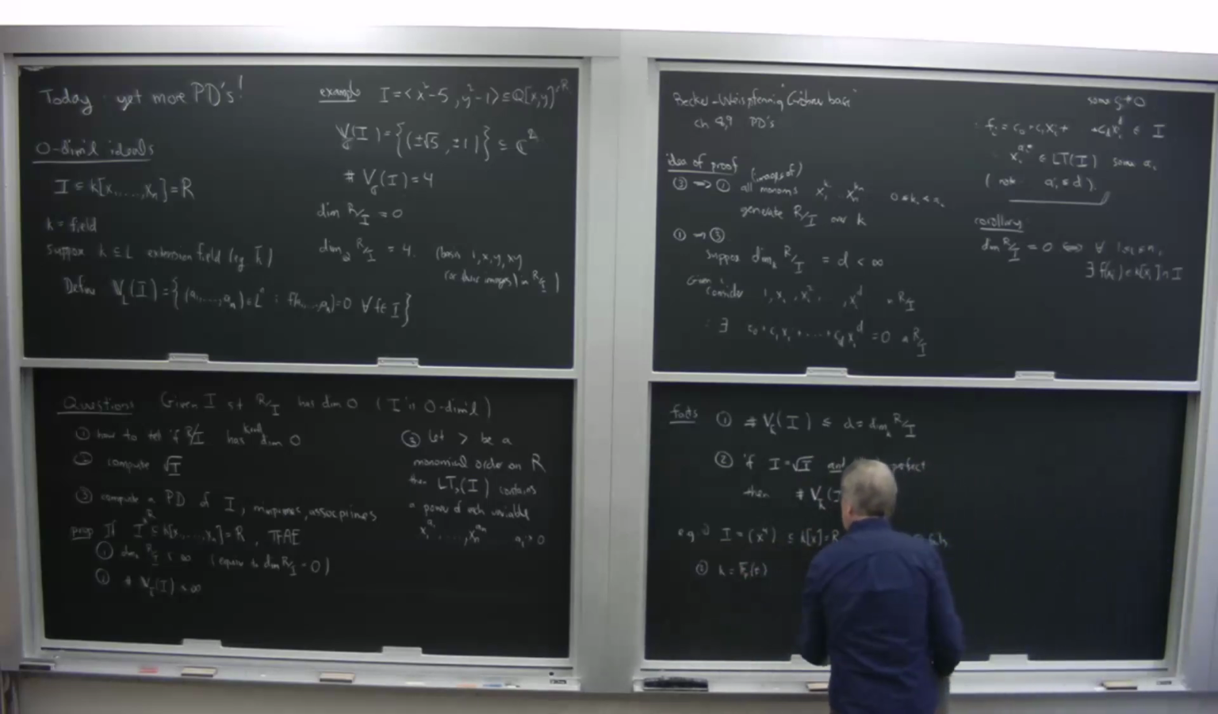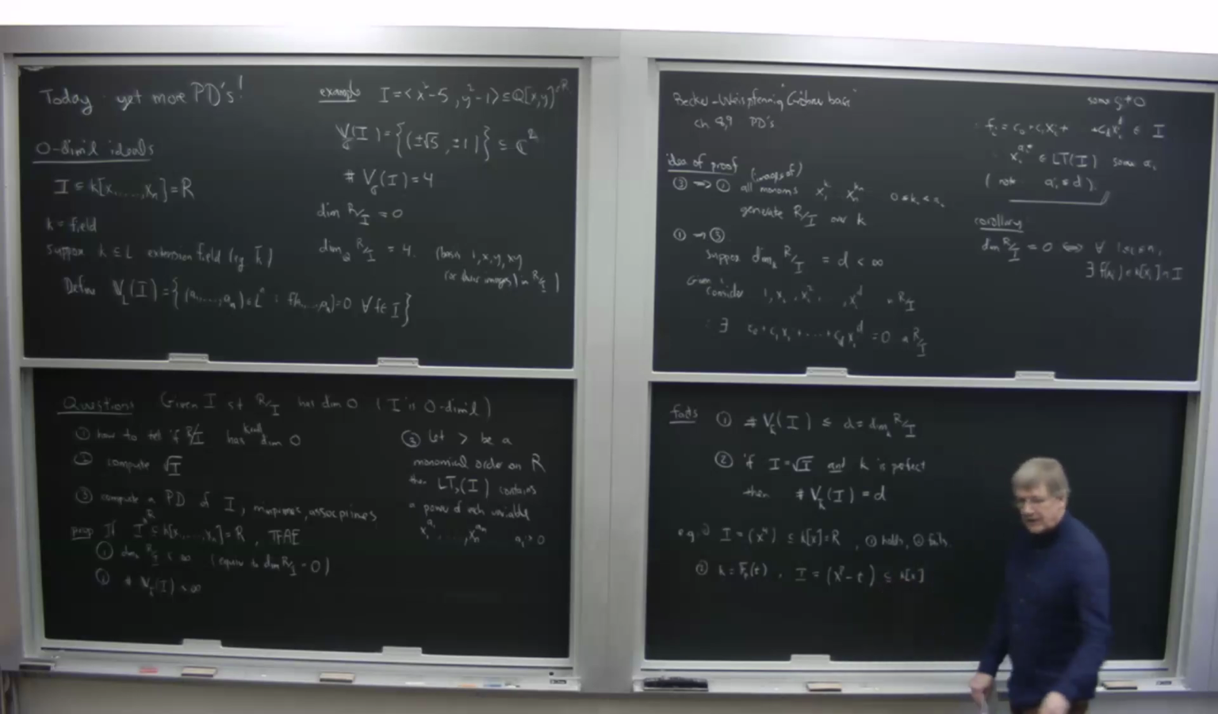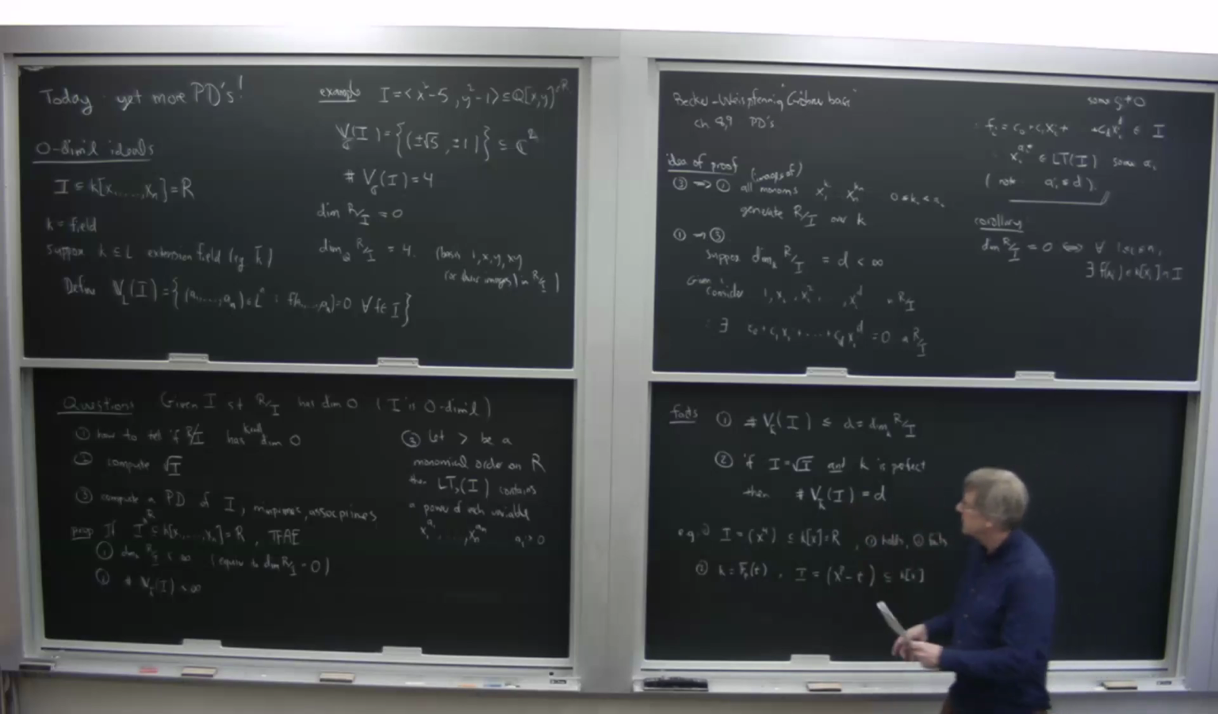So you have to sometimes be careful about that. But anyway, how about this one? What if I is equal to x to the p minus t, contained in k[x]? This is a radical ideal. You cannot factor this polynomial. But how many points are there over the algebraic closure? The algebraic closure has a pth root of t. So this polynomial becomes x minus the pth root of t, quantity to the p, and it's not radical, and this fails.